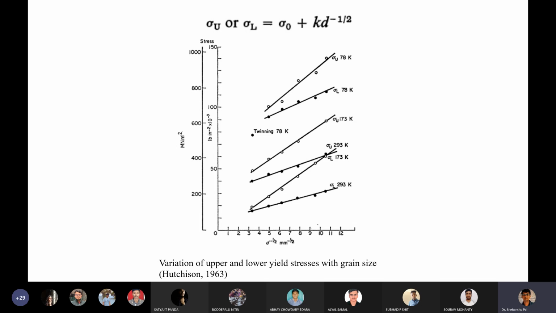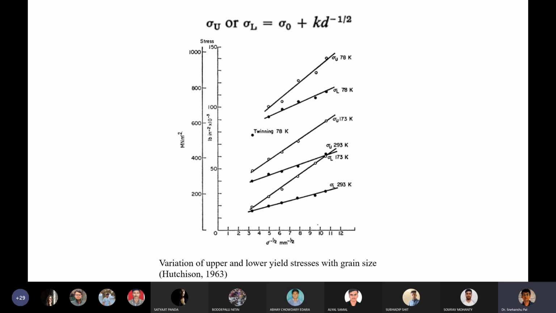This is the variation of upper and lower yield stress with grain size. Both the upper and lower yield stress follow the Hall-Petch equation: sigma equals the initial yield stress sigma 0 plus K, the constant, times D to the power minus half, where D is the grain diameter. So the lower the grain size, or the finer the grain, the higher the strength. You can see this is true for both the upper yield stress and the lower yield stress.